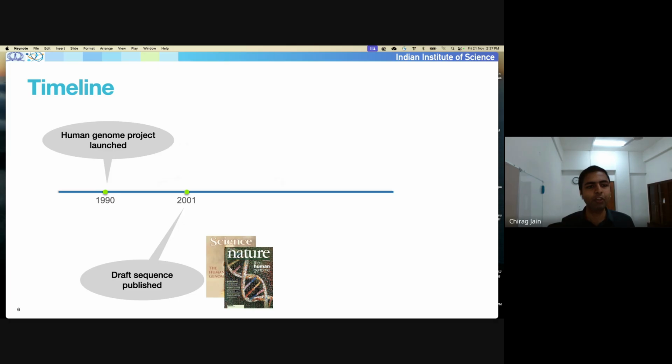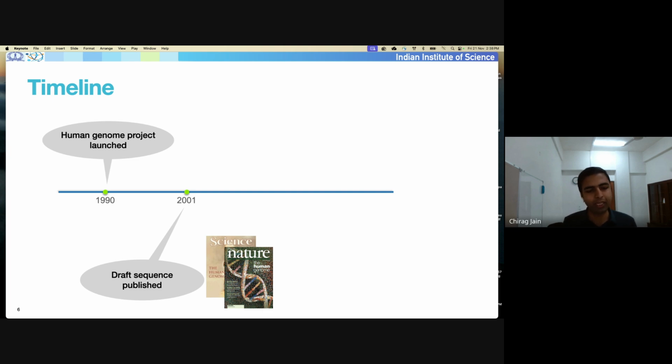As a history of this problem, if you talk about the first human genome sequence that was published, it was a result of the Human Genome Project that was launched in 1990, and the first draft sequence was published in 2001.